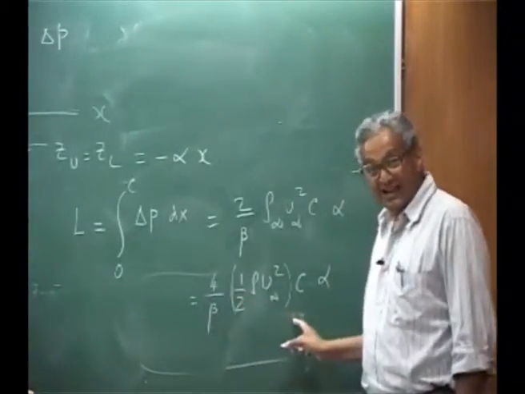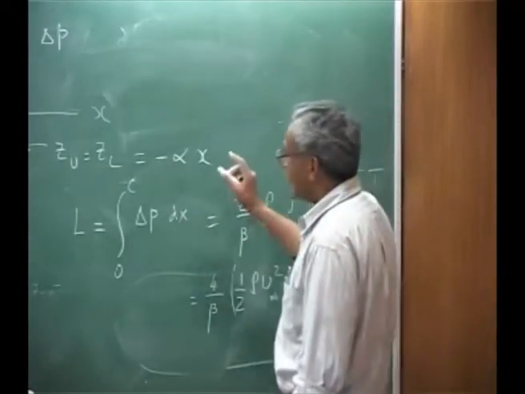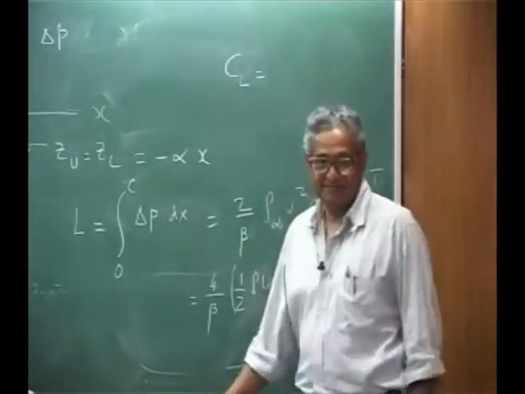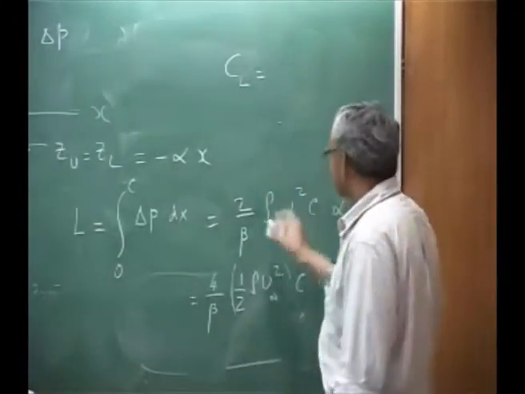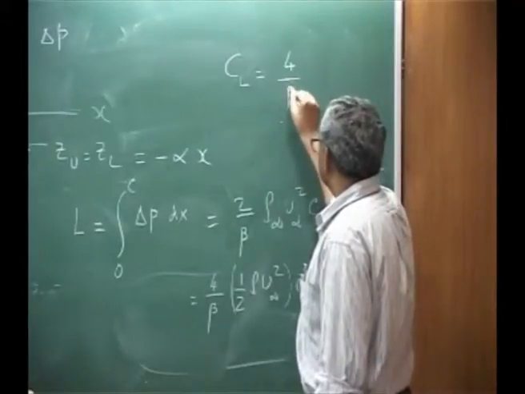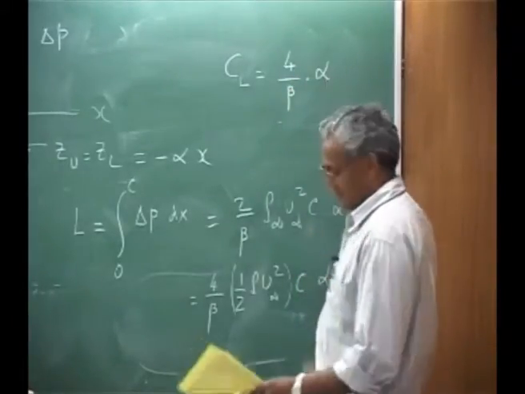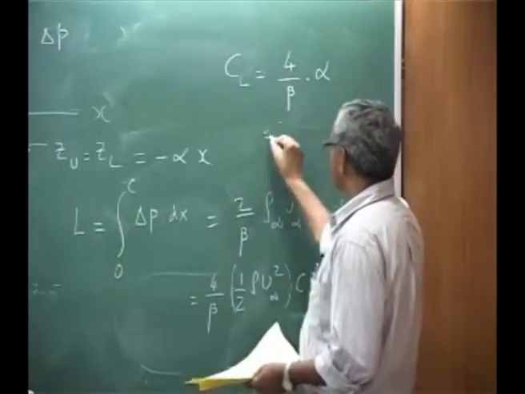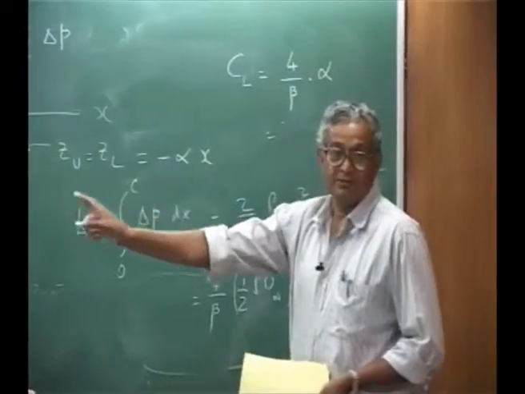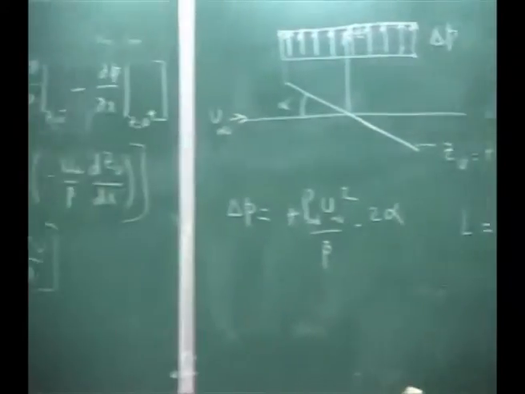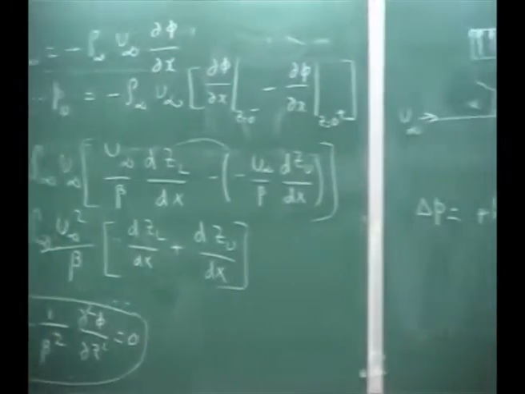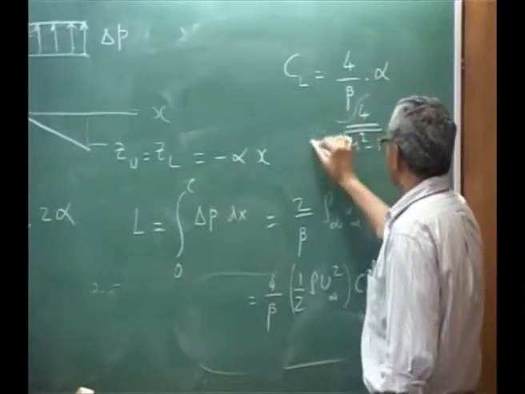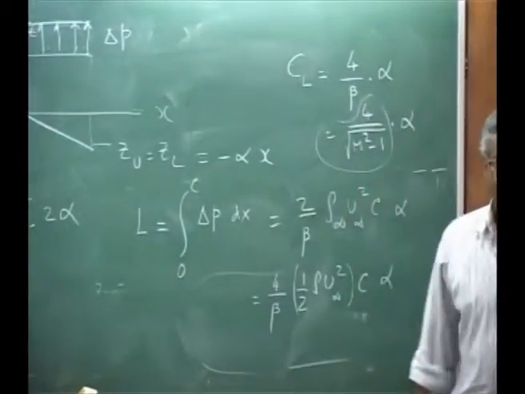so your CL for supersonic wing for the aerofoil is 4 over beta, which is, beta is, you know that, root of m square minus 1. So you will have 4 over square root of m square minus 1 times alpha. So this is the quantity which is CL alpha, that is lift.